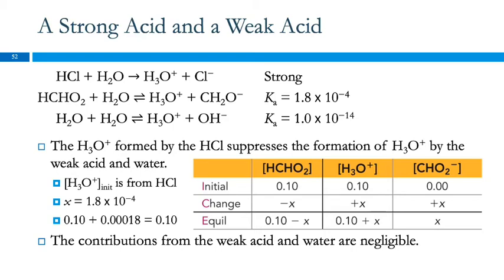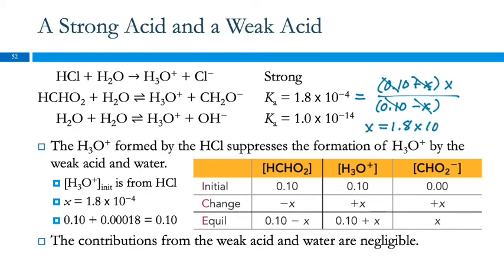And so when we put all this together, so this is for the formic acid, 1.8 times 10 to the minus 4. We're going to get 0.1 plus x times x divided by 0.1 minus x. So that's this guy right here times that divided by this. So if we try the x is small approximation, both of those are gone, and then those cancel out, and x is 1.8 times 10 to the minus 4. There it is. Okay.